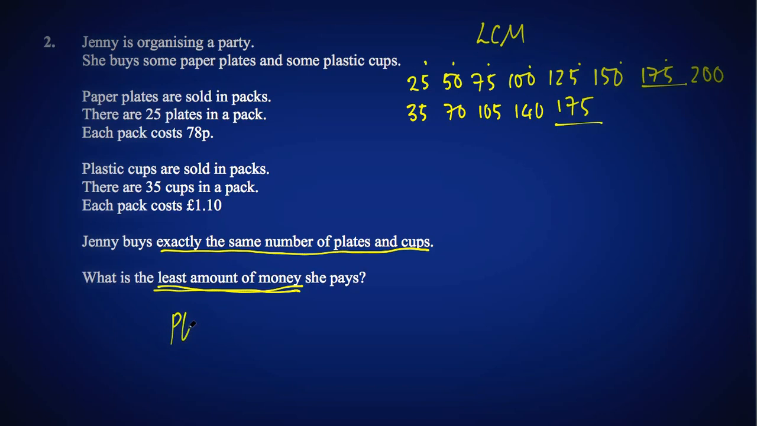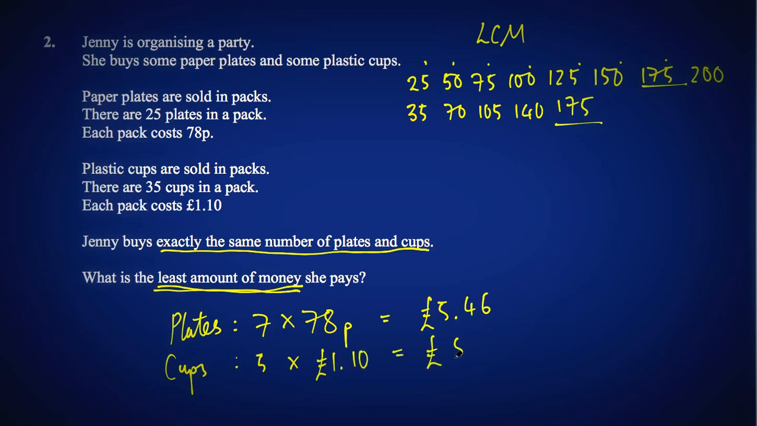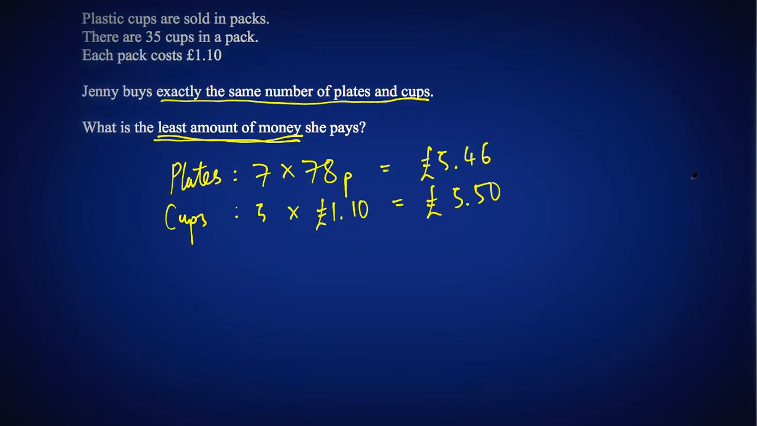So that is plates, and I should label with words the parts of my working to make sure that it's clear for the examiner and also for myself for checking. So plates, there are 7 packs at 78p each, so that equals 546p or £5.46. And cups we're doing 5 packs of cups at £1.10 each. So 5 times £1.10, which is £5.50, and add them together. And that is £10.96. So total cost £10.96.